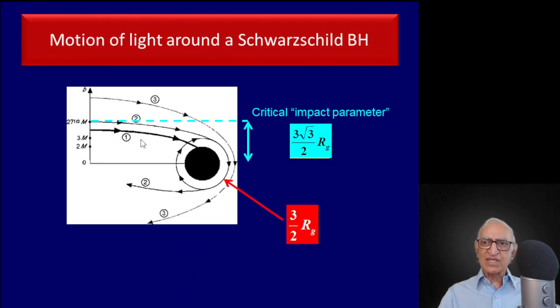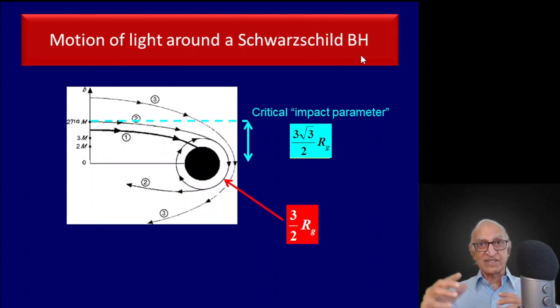Now, suppose you're dealing with a photon, motion of light around a Schwarzschild black hole. The star is collapsing and it's emitting light. And let us say the star has reached a certain critical radius.